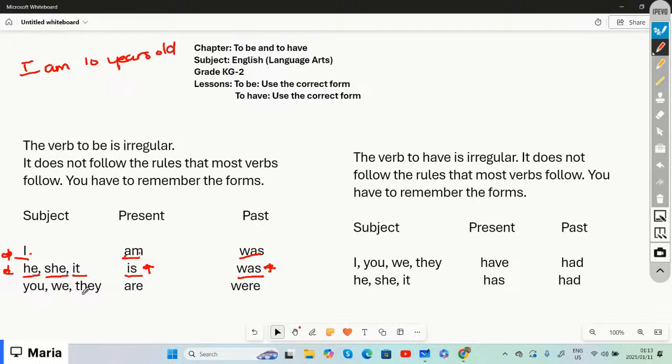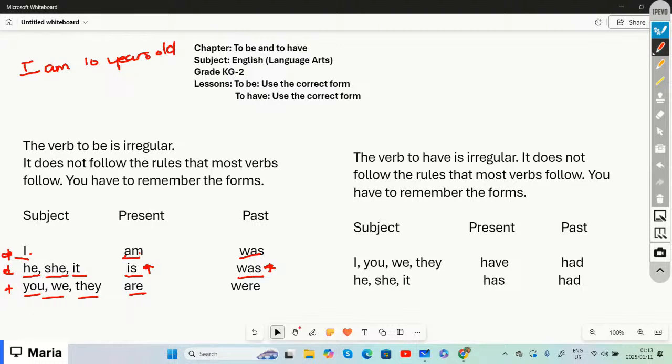If we refer to more than one person, for example, if we say you, we, or they, then we say you, we, or they are, because it's more than one person. If we say he, she, or it, then we say it is, because it refers to one person.